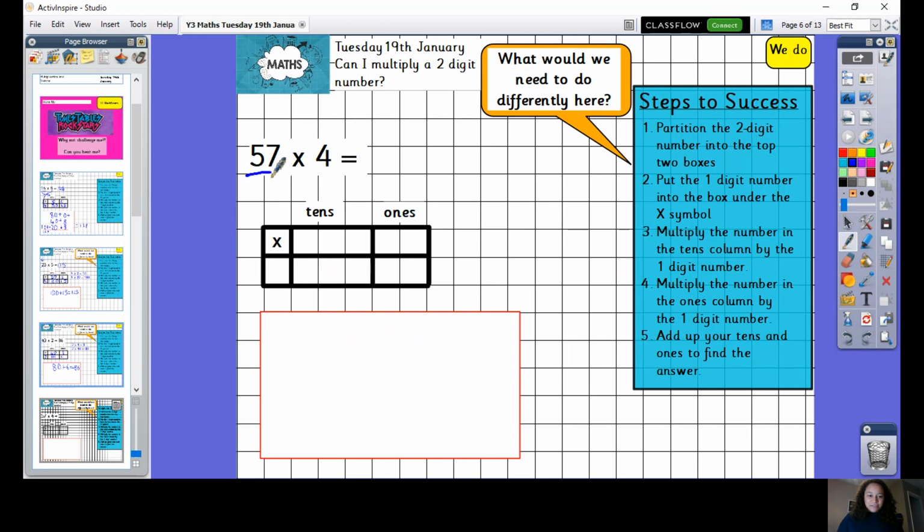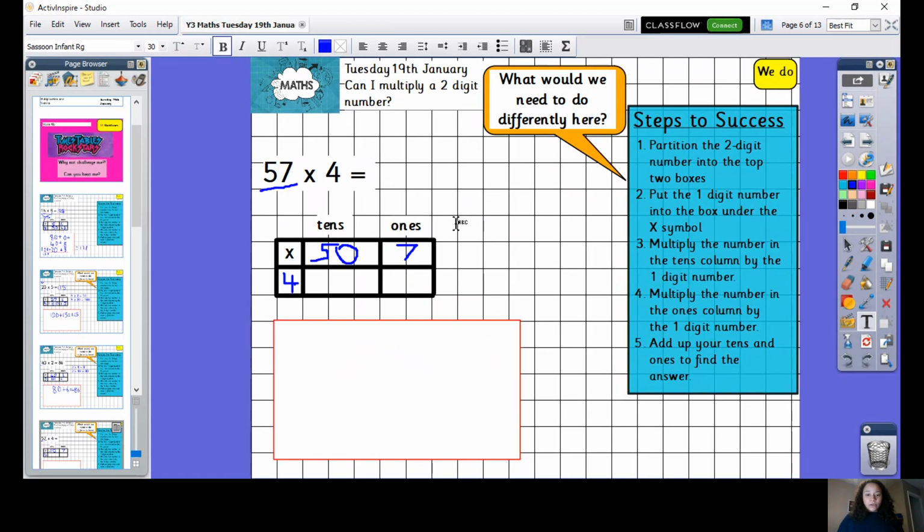So did you look at the 57? And I wonder if you partitioned it as a 50 and a 7. And then following the steps to success, you would put your 4 down here. There we go. And then we're going to multiply. Now I'm still thinking about finding that related calculation here. So it is 4. So I take the 4 from down here. And instead of multiplying by 50 straight away, I'm going to think about a related calculation. So I take the first number there, which is 5. And I think about that first.